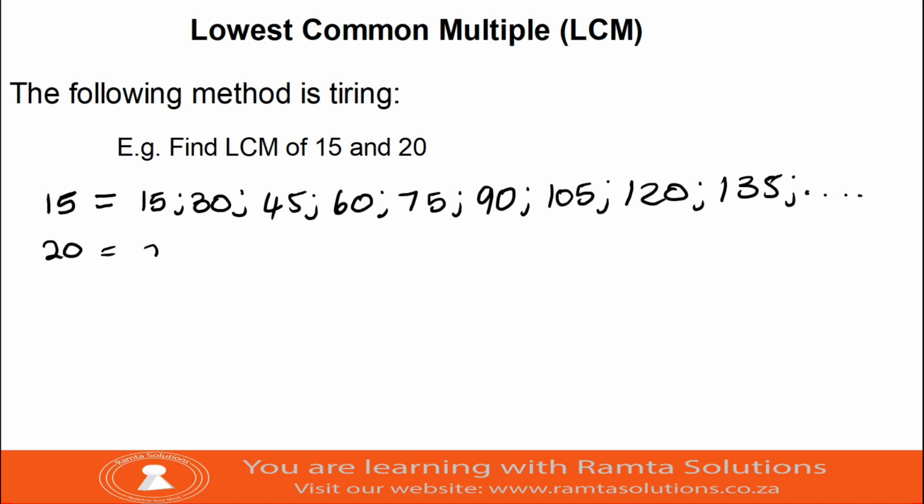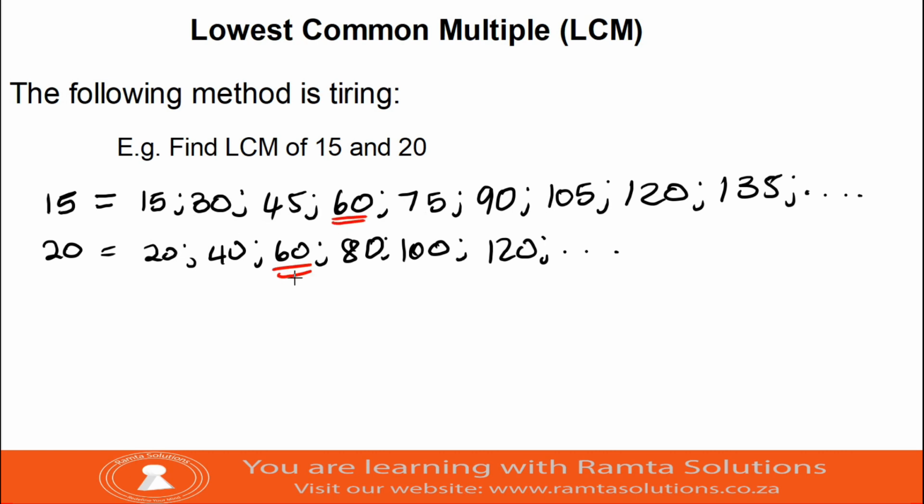And for 20, when we look for its multiples, 20 times 1 is 20, times 2 is 40, times 3 is 60, times 4 is 80, times 5 is 100, times 6 is 120, and so on. In some numbers, this will not work. However, with this one, I did see that the lowest common multiple, remember, these lines are multiples, is 60. I'm able to see that it is 60.